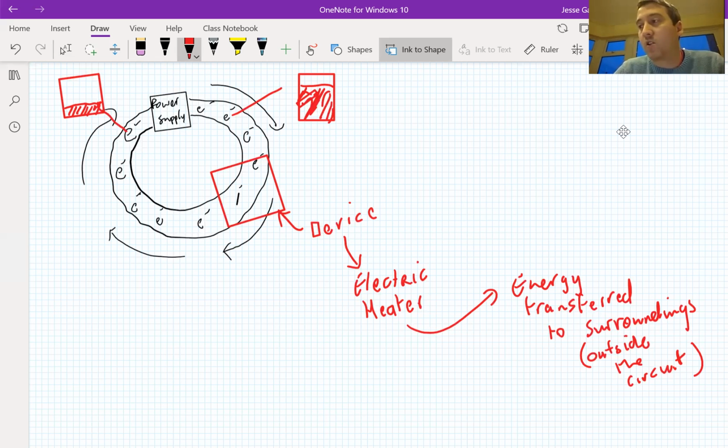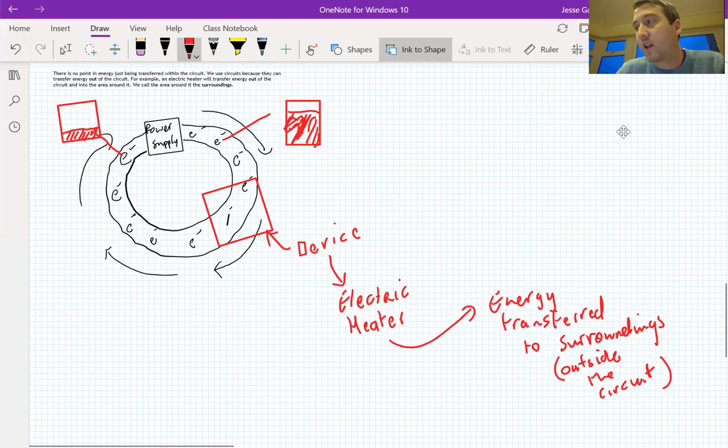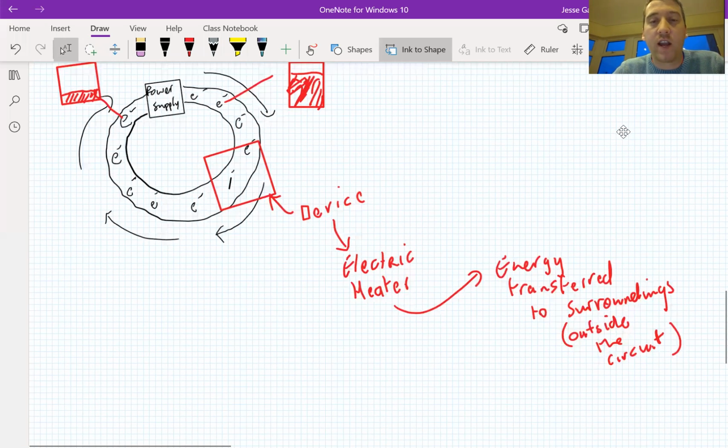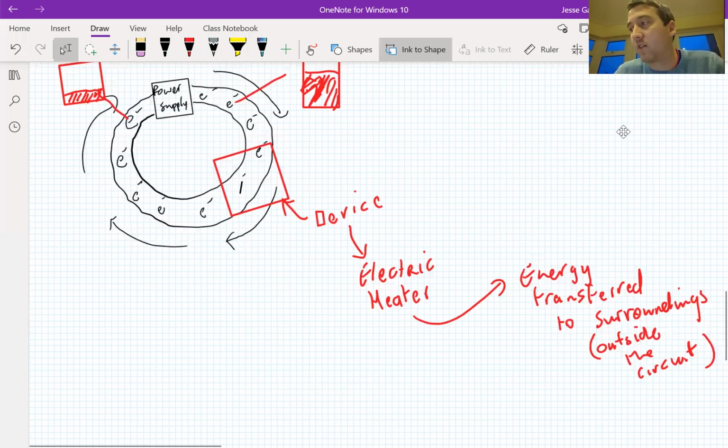Now, circuits do this by having electrical devices in them. Other examples of devices are things like lamps or motors. These are other types of devices which we can put into a circuit, and we can transfer energy from inside the circuit to outside of the circuit.